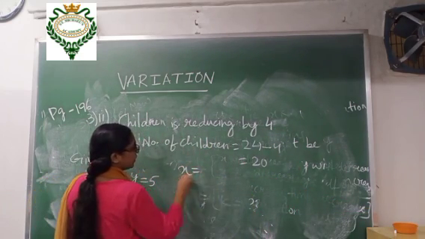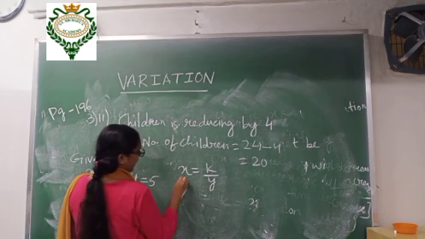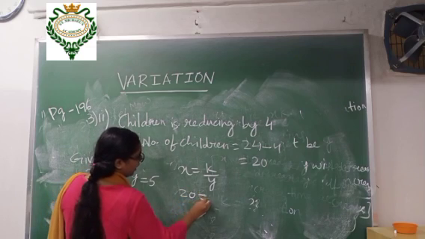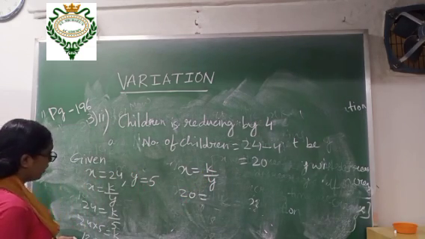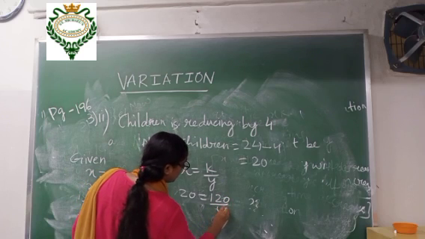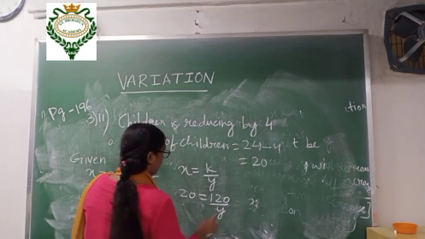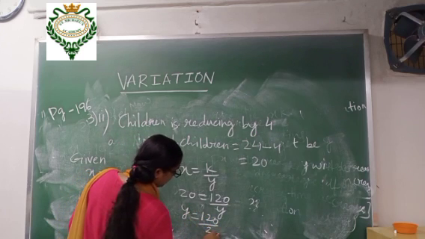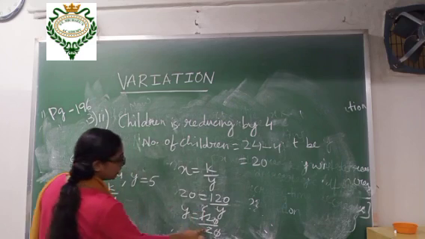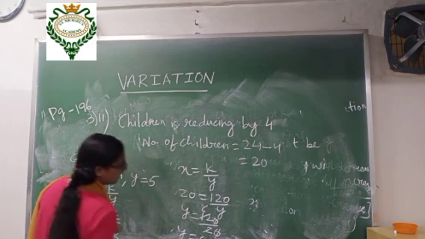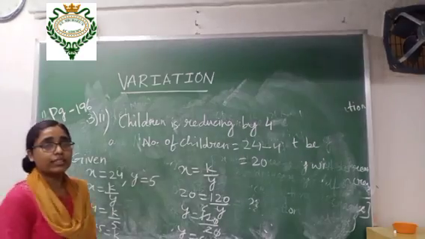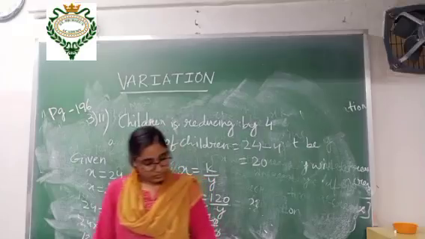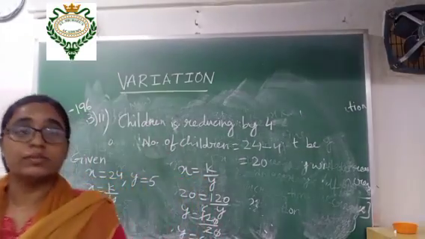You know what is the relation between children and sweets, you will write that one. X value is given, of course, because number of children is nothing but x. 20 is given to you. K value, you know what is the value of k? 120. So you will write 120 by y. Now y will come here and this one will go down. 120 by 20. 2 1s are 2, 2 6s are 12. So y value you are getting 6. Means what we will write as an answer, that each child will get 6 sweets. Okay, completed. Copy this one.